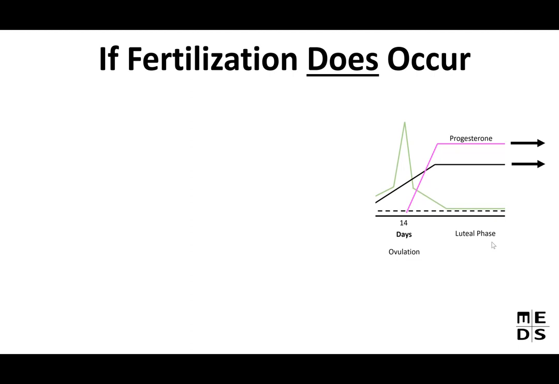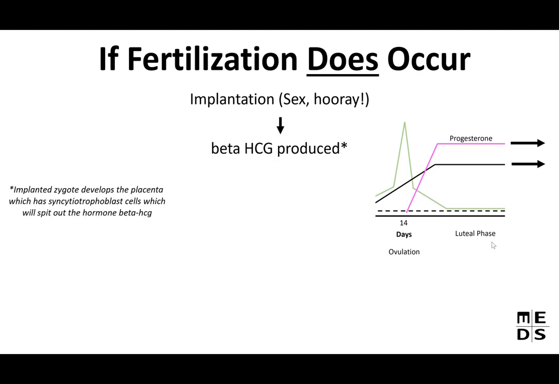So on the flip side, let's say you do have sex and fertilization does occur. So you have implantation. It means you had sex. Congratulations. And then this is where beta HCG is going to be produced. You're probably wondering where the hell did this come from in the past slide, but this is actually where it comes from. And if you see the little asterisk over here, the implanted zygote, meaning the fertilized egg, once it gets to the endometrium, is going to make a placenta. And they have these specific cells, this one's even a more tough one, syncytiotrophoblasts cells, which actually spit out the hormone beta HCG.